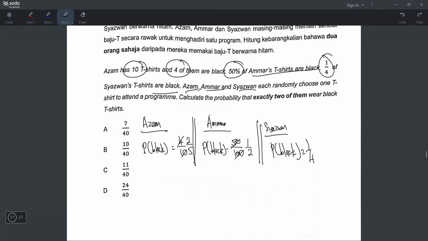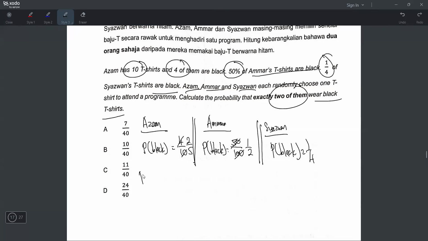Now, Azam, Amar, Shazwan each randomly choose one t-shirt to attend the program. They want to find the probability that exactly two wear black. Okay, whenever I do this kind of probability question, I always explain the same way. I always tell students, you must write down all the possibilities first. You must write down all the possibilities.